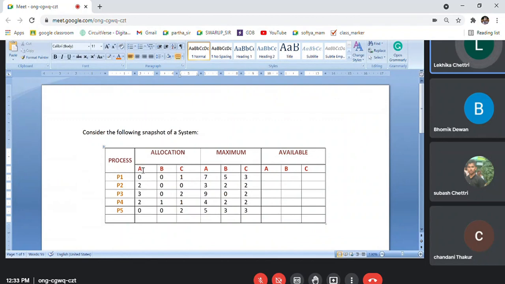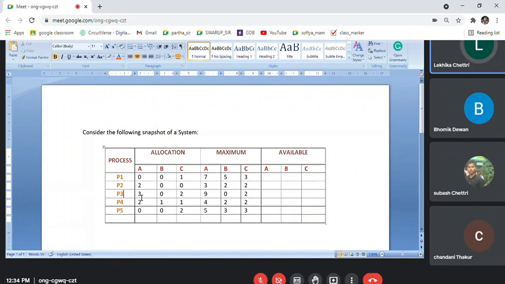Okay, A resources allocated to P1, and from resource type B, none of resource type B has been allocated to P1, and only one copy of resource C has been allocated to P1. Similarly, for P2, two copies of resource A are allocated, 0 copies of resource B are allocated, 0 copies of resource C are allocated.